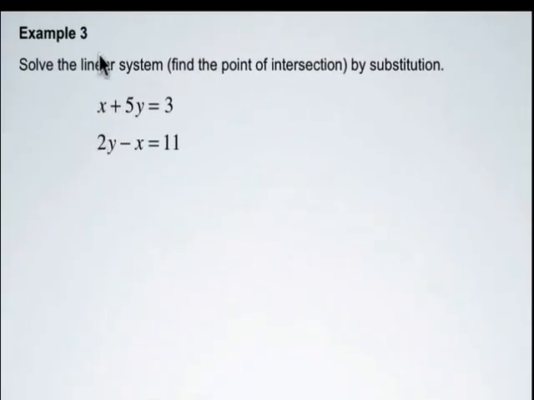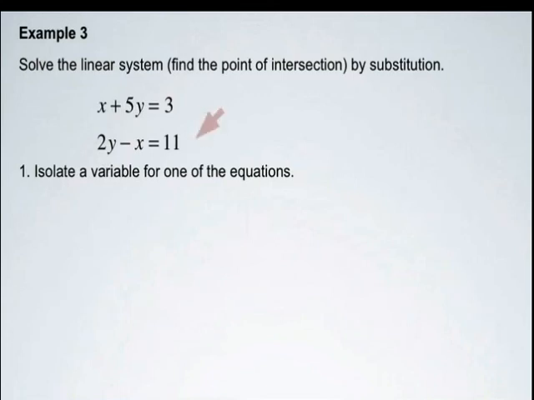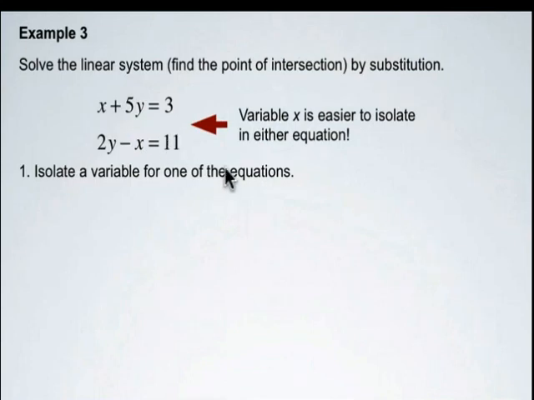So now solve the linear system here by substitution to find the point of intersection. Now, the first thing you should do in this is identify which variable is easiest to solve for. And so I'm going to get you started here and then leave you to the rest of the question. Either way, x is easier to isolate than y because we have coefficients on the y.